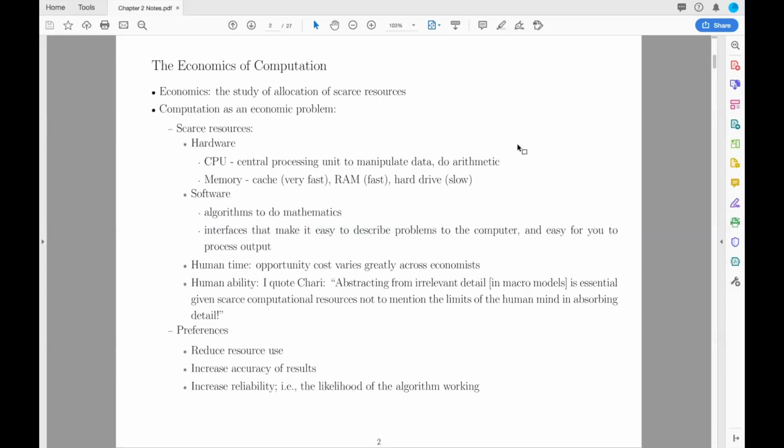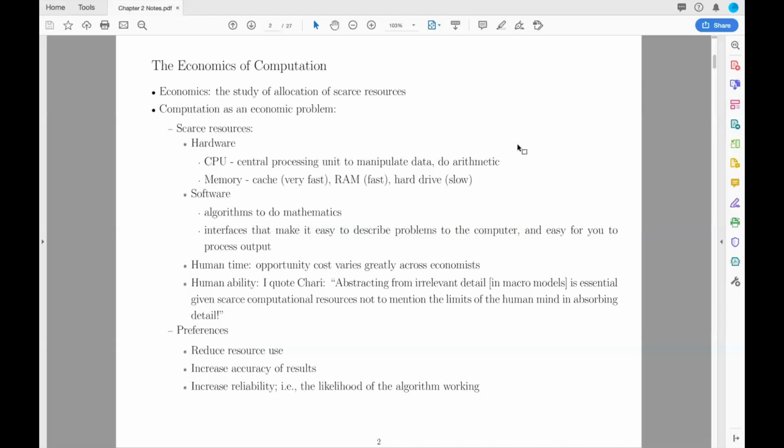Now, the other scarce resource is software. That means the algorithms. There are not good algorithms for every problem that we run into. We also have various interfaces to the computer, some better than others. The other problem about software is that it's not free, and so money comes into play. The other thing that is important to any economist doing computation is the opportunity cost of human time. Human time will always be an input.